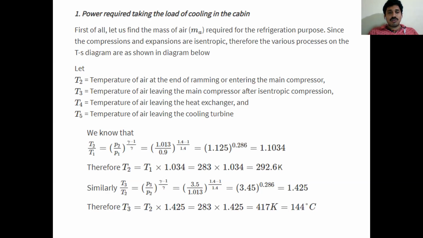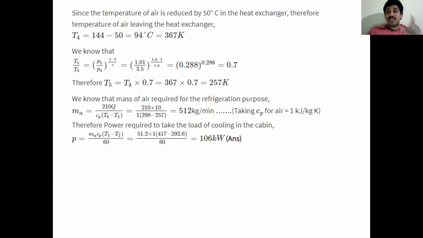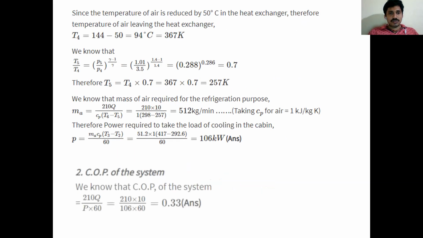So now we calculated T2, T3 from the isentropic processes. I already told you, when data is given for heat rejection, a 50 degrees reduction in temperature after the cooler has taken place. So a 50 degrees reduction means T3 minus T4 is equal to 50. From which we can calculate T4 equal to T3 minus 50. T3 means 144. Is that correct? Just a minute.